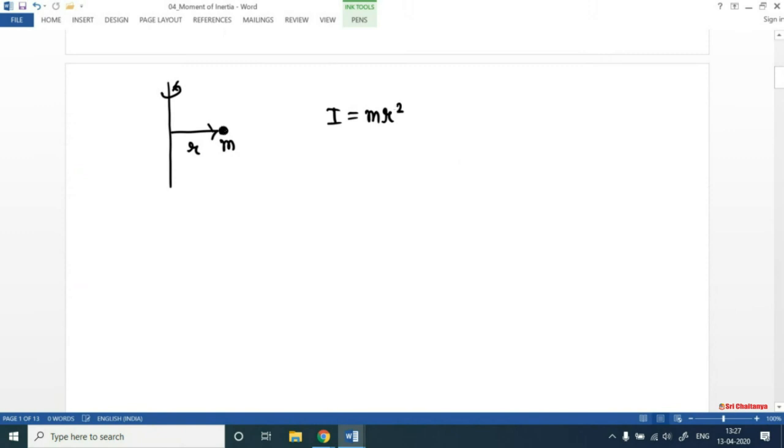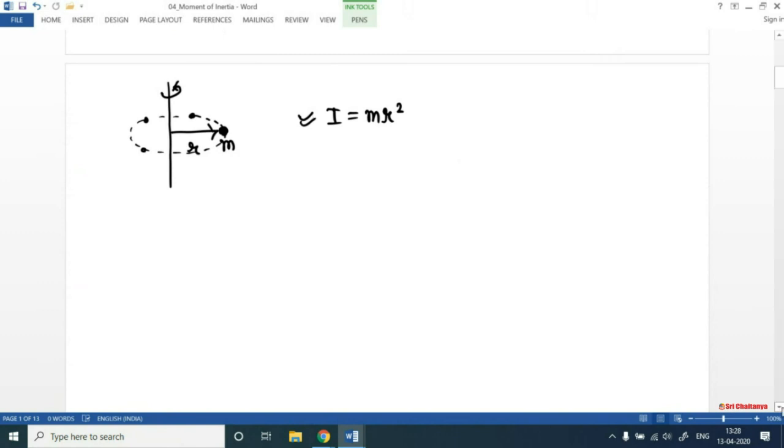Now one thing I want to point out: irrespective of where this particle is, it can be here, here, or anywhere, as long as it maintains the distance r from the axis, its moment of inertia is going to be mr square. So moment of inertia is a physical quantity which depends upon the mass distribution with respect to the axis only. With respect to the axis, if the mass distribution is not changing, the moment of inertia of the rigid body or any type of body will not change.